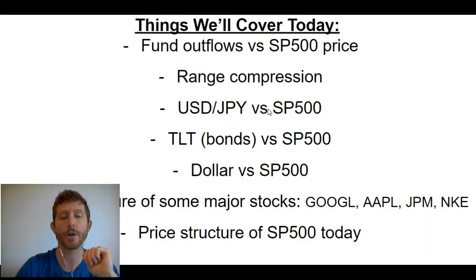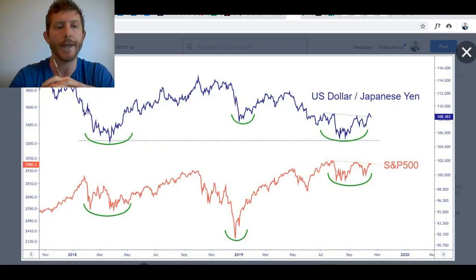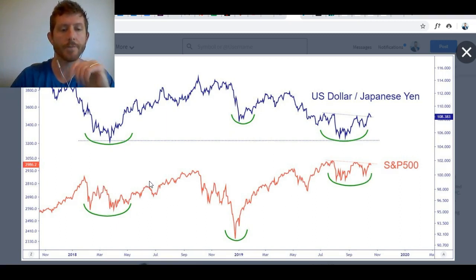The next thing we're going to be covering here is USD over JPY compared to the S&P 500. And this is a great indicator for the future direction of the price of equity markets. Okay, so as you can see on the top here, this blue chart is the dollar over Japanese yen. The bottom chart here is the S&P 500. So you can see we've got similar setups here.